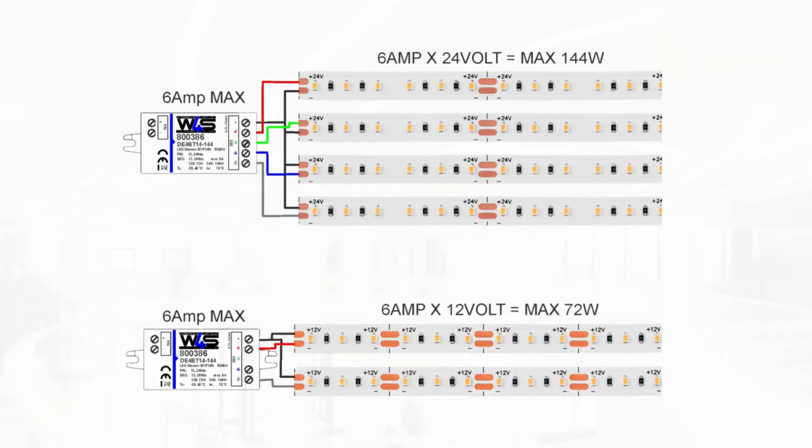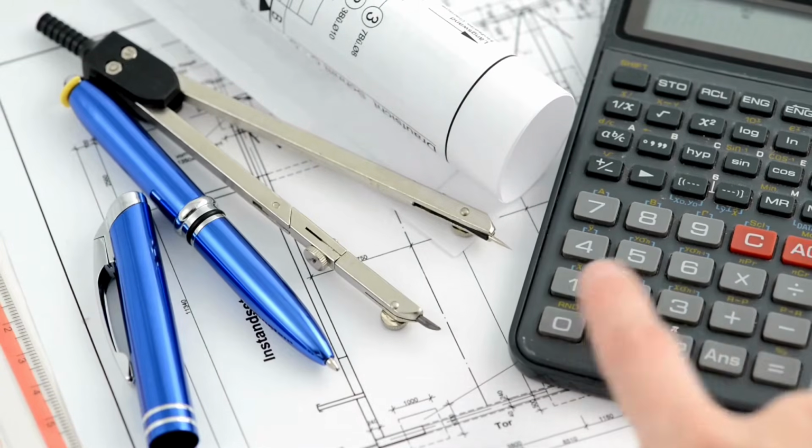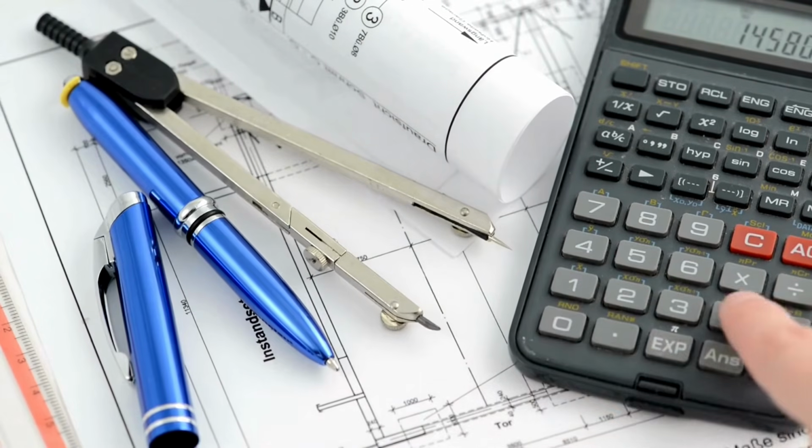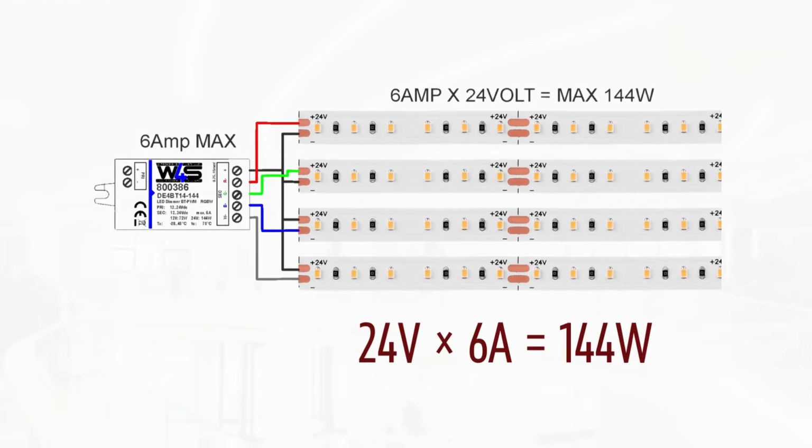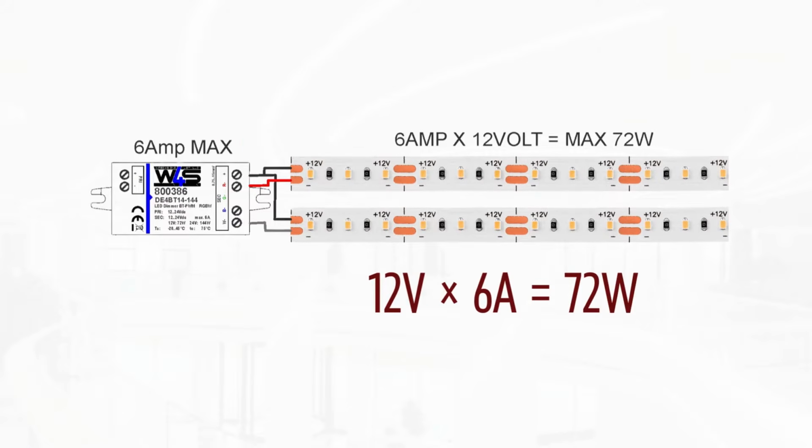24 volt LED strips require half as much current as 12 volt strips, reducing the amount of control gear required. To better understand this, let's look at the basic calculations. In a 24 volt system with a maximum output of 6 amps, you get a total power of 144 watts. This is calculated by multiplying the voltage by the current. On the other hand, in a 12 volt system with the same maximum output of 6 amps, you get a total power of only 72 watts.